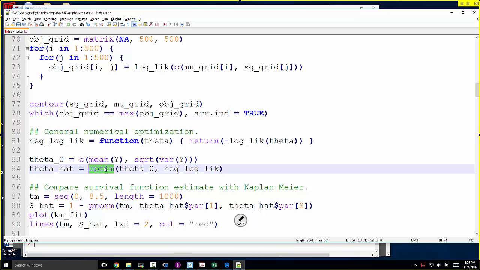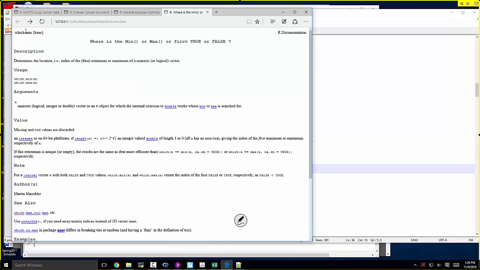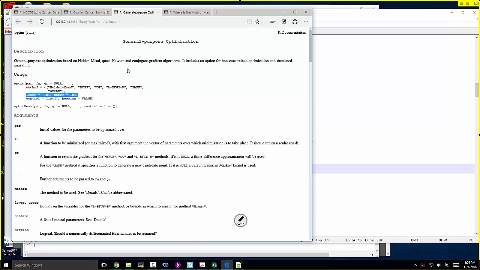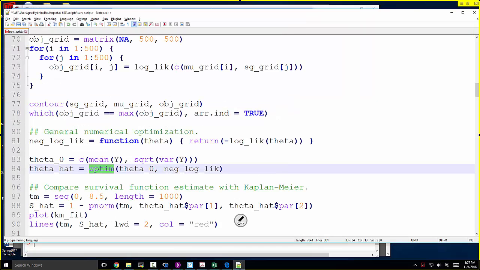Optim, let me go back to the help file one more time. What optim is going to do is maximize. It is going to optimize or maximize. No, I'm sorry. Here we go. By default, optim minimizes. You can force it to maximize, but I'm going to force it to maximize just by changing the function that I give it.